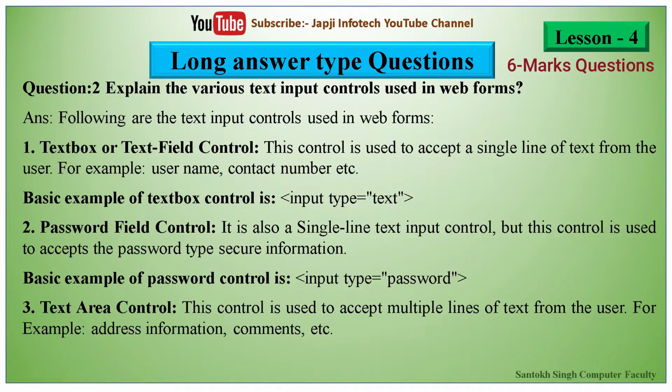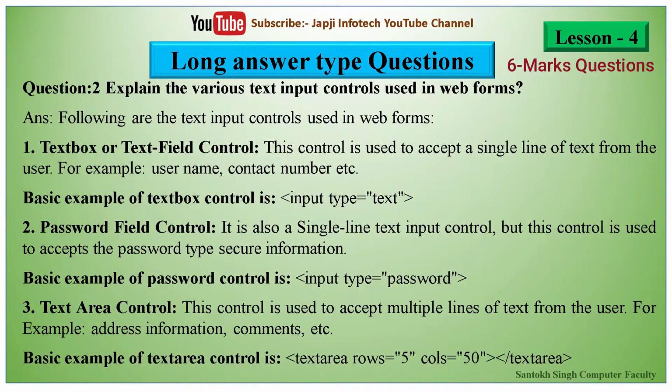And the third one is text area control. This control is used to accept multiple lines of text from the user, for example, address information, comments, etc. The basic example of text area control is: left angle bracket textarea space rows equal to, type the number of rows you want, then space cols equal to, then in the double quote write the number of columns you want to insert, then in the last write the closing tag of the textarea.